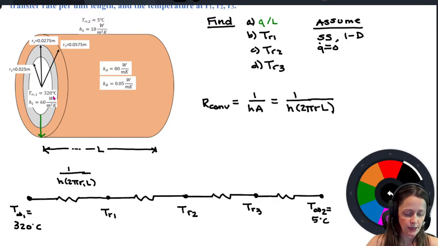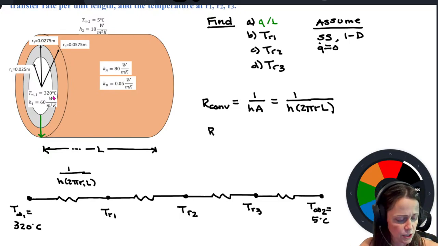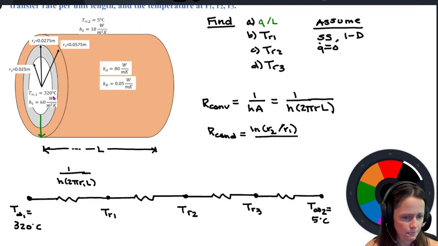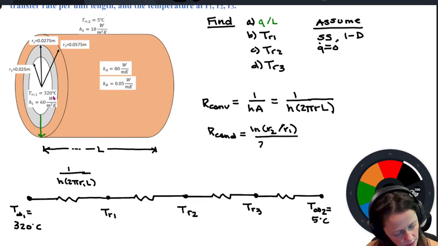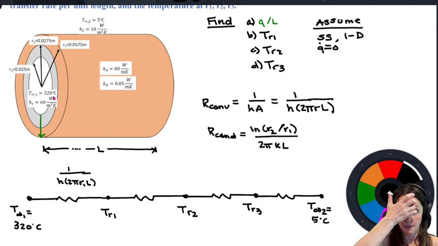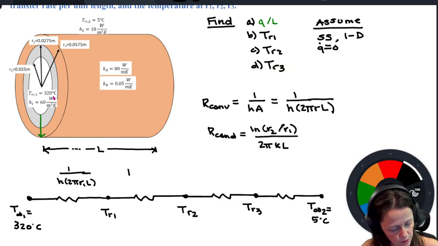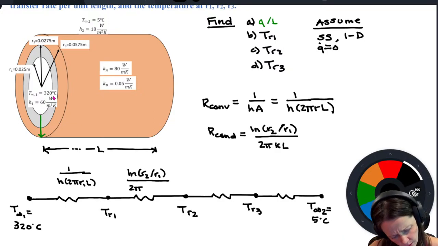For the second one, all right, now we're looking at a conductive resistance, so C-O-N-D. And remember, on your equation sheet, it shows this as the natural log of R2 over R1, right? Outer over inner. And then we've got 2 pi kL. All right, perfect. So the first one: the numerator is easy because it's between R1 and R2, so this one doesn't change. It's the natural log of R2 over R1 over 2 pi, and it's kA because it's the gray one, right? kA, and then we've got an L.